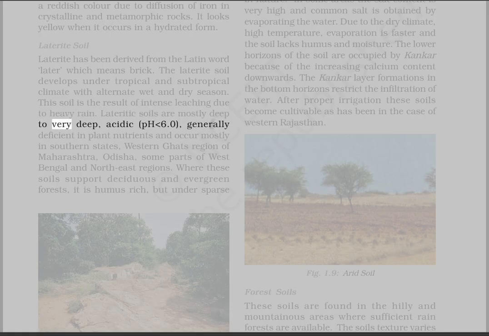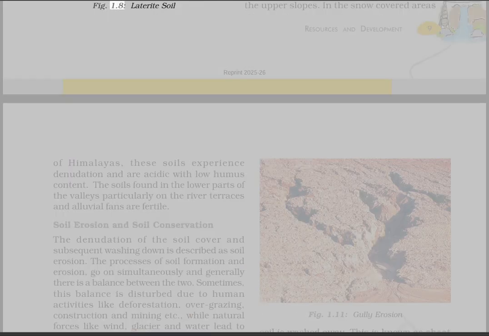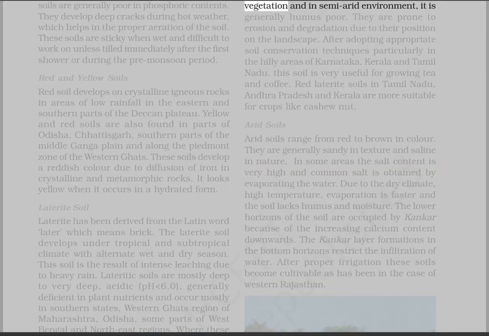Lateritic soils are mostly deep to very deep, acidic, pH less than 6.0, generally deficient in plant nutrients, and occur mostly in southern states, Western Ghats region of Maharashtra, Odisha, some parts of West Bengal and northeast regions. Where these soils support deciduous and evergreen forests, it is humus-rich, but under sparse vegetation and in semi-arid environment, it is generally humus-poor. Fig 1.8, Laterite soil. They are prone to erosion and degradation due to their position on the landscape.